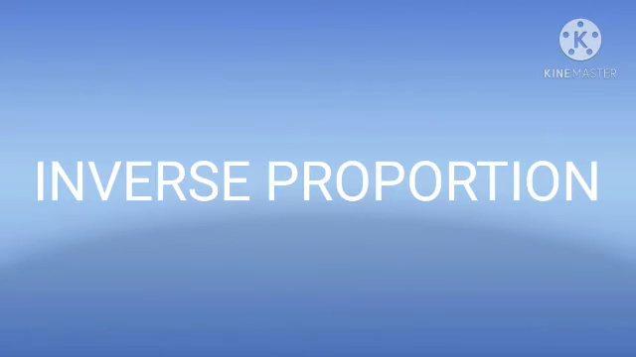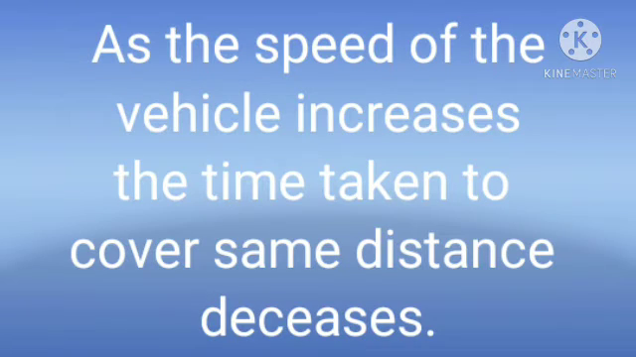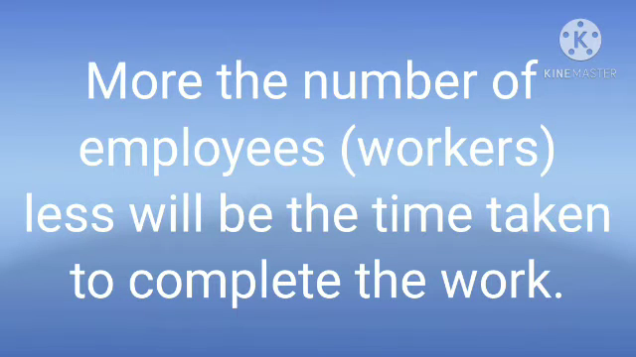The second type of proportion is inverse proportion. So we can check the situations. First one, as the speed of the vehicle increases, the time taken to cover the same distance decreases. When speed increases, the time decreases. So here one is increasing, the second one is decreasing. So it is an inverse variation. Another situation for inverse variation: the more the number of employees, the less will be the time taken to complete the work. If the number of employees is more, the time will be less.